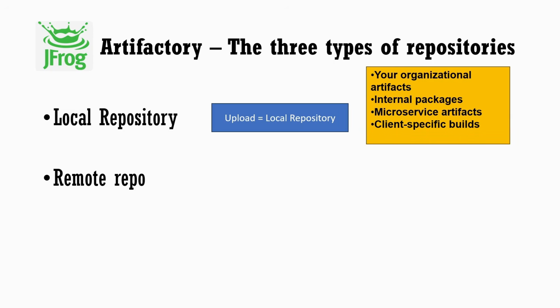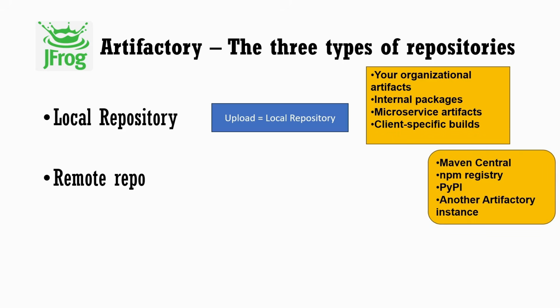The next one is the remote repo. A remote repository is used to proxy external repositories. These could be Maven Central, NPM registry, PyPI, another Artifactory instance, or any public dependency source. Remote repositories also cache whatever they download.